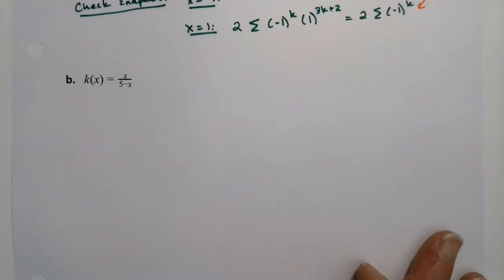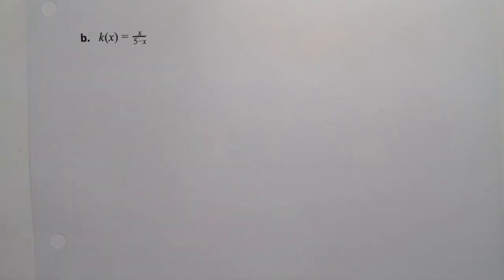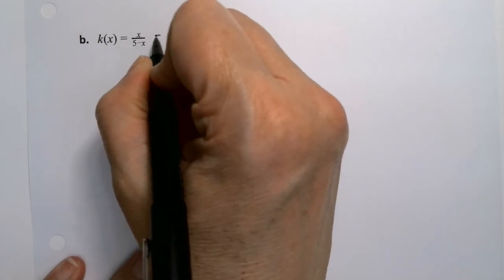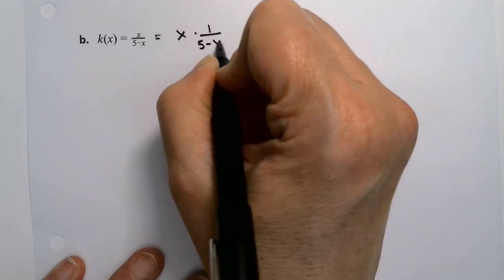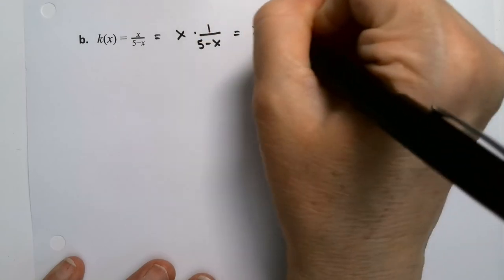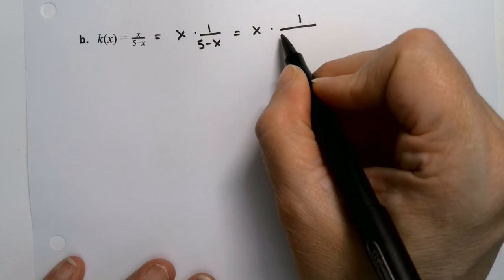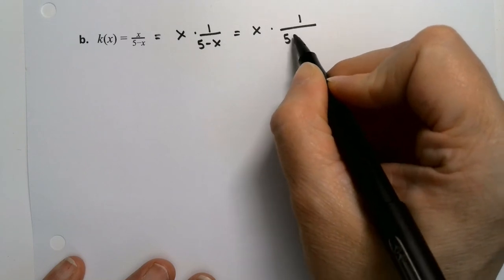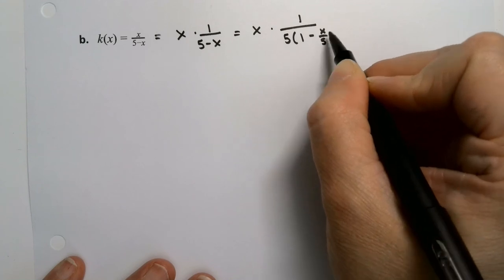All right, now let's look at this example. So I have x over 5 minus x. Interesting. Okay, so this isn't going to build off of the one we've already done. We're going to have to rewrite this. So let's rewrite this as x times 1 over 5 minus x. That would be x times 1 over, and then I'm going to rearrange this. I'm going to factor a 5 out here, and that would leave me a 1 minus x over 5 in here.